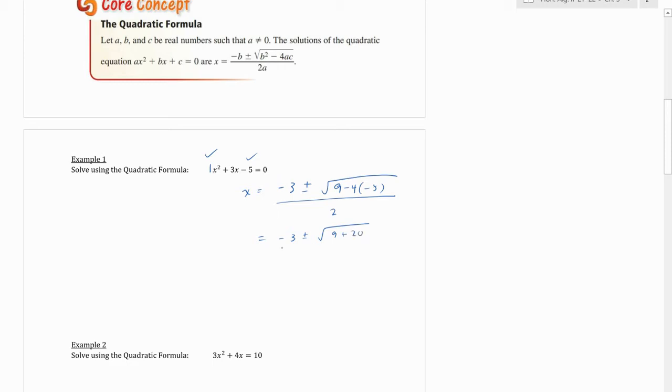There's 9 plus 20. So x is either negative 3 plus or minus the square root of 29, all over 2.